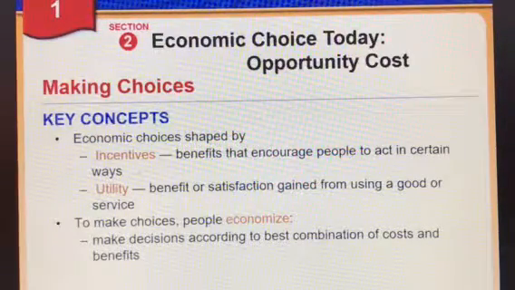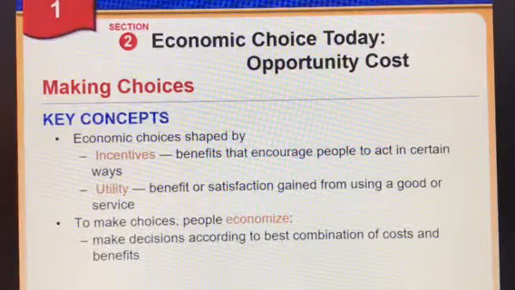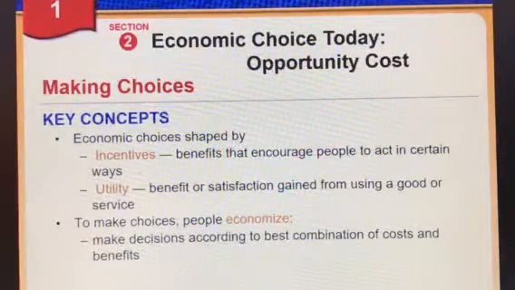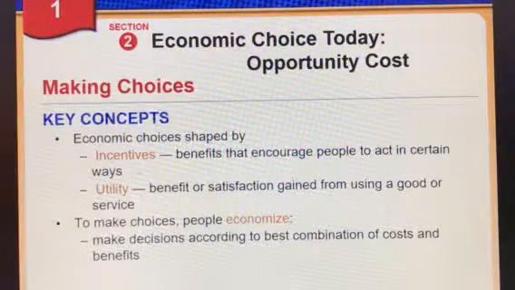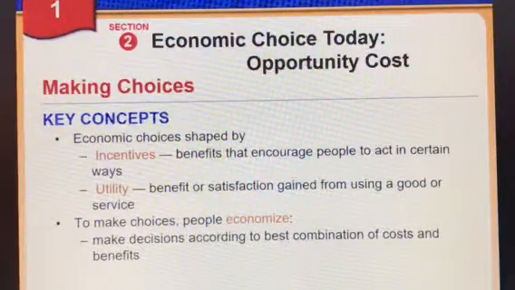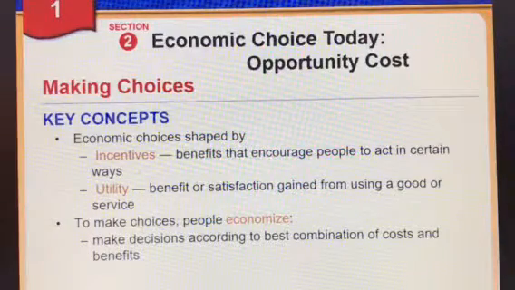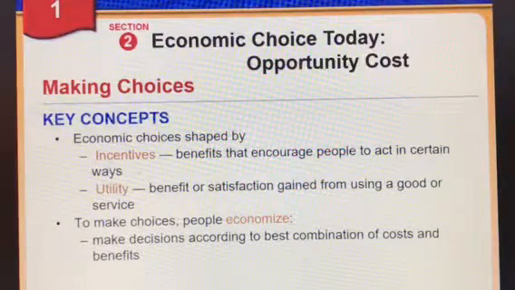Finally, we all want to economize. Economize simply means we want to get the most for the least amount of money or the least amount of effort. So when we economize, we want to get more of something and have to expend less money or less time to get it. Okay, so an economy car is one that's really small because it gets a lot of miles per gallon, so you're getting the most out of your gasoline. Okay, so that's incentives, utility, and economize. So economize, again, is making the best decisions based upon what you believe is the best combination of costs and benefits.